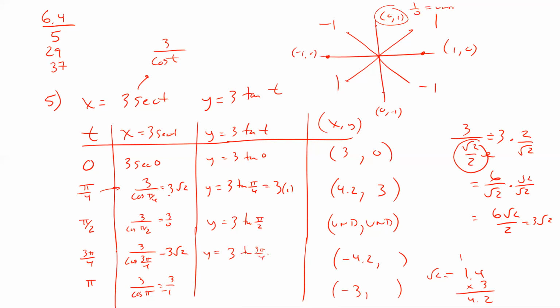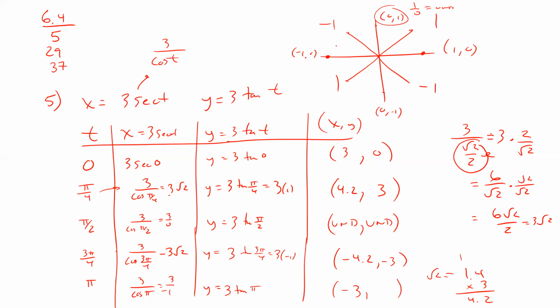3 pi over 4. Corinna, all yours there. This would be 3 times negative 1. Y is equal to 3 tangent of pi. Hayden, all yours there.